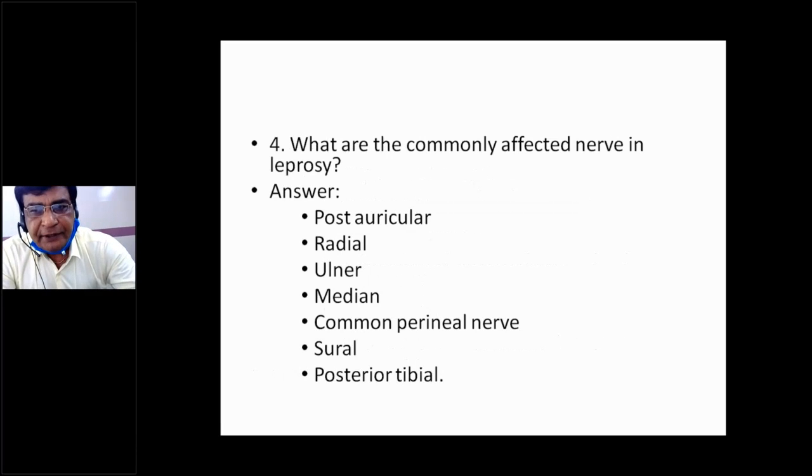What are the commonly affected nerves in leprosy? It is also a common question. Posterior auricular nerve, behind the auricle; radial nerve, middle of the humerus; ulnar nerve, medial epicondyle of the elbow joint; median nerve, along the wrist joint; common peroneal nerve, over the fibular head; sural nerve, and posterior tibial nerve also.